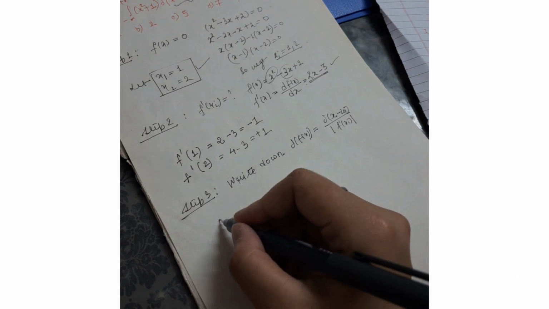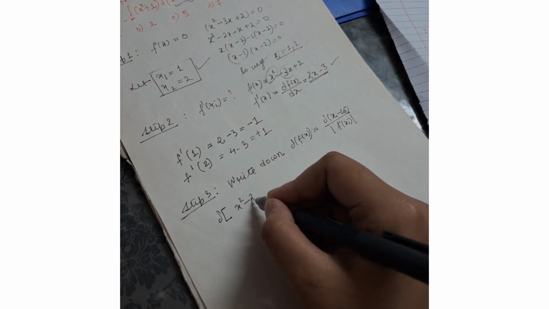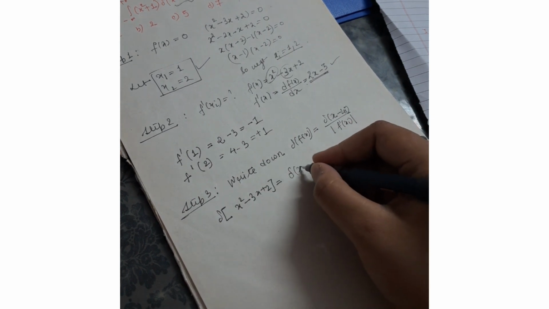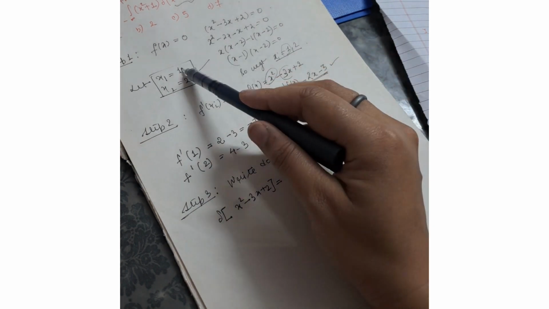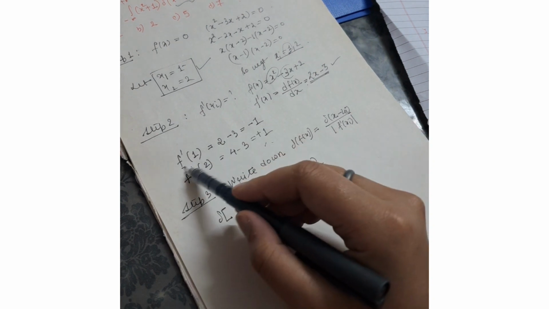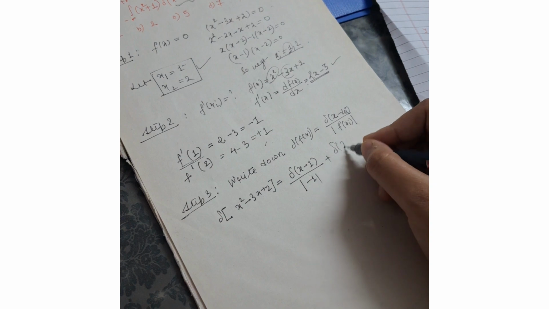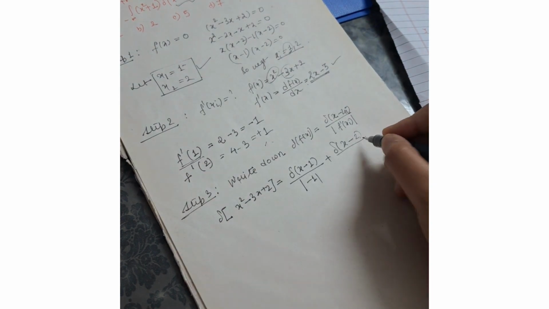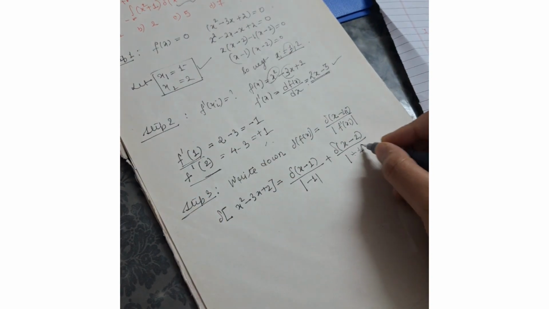So how can I write delta of f(x)? What is f(x)? x square minus 3x plus 2. So we can write it down as delta(x minus 1) upon mod of f dash 1 plus delta(x minus 2), that is 2, upon mod of f dash 2, that is plus 1.